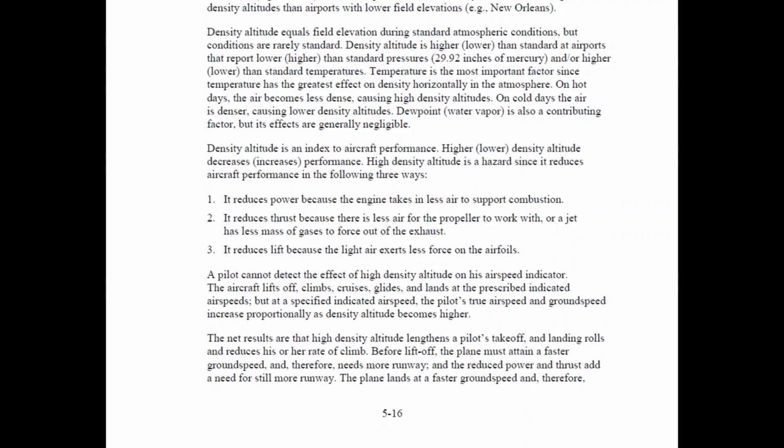So a pilot cannot detect the effect of high density altitude on the airspeed indicator. The aircraft lifts off, climbs, cruises, glides, and lands at a prescribed indicated airspeed. But at a specified indicated airspeed, the pilot's true airspeed and ground speed increase proportionally as density altitude becomes higher. This was what I was talking about with the example of the headwind tailwind thing.